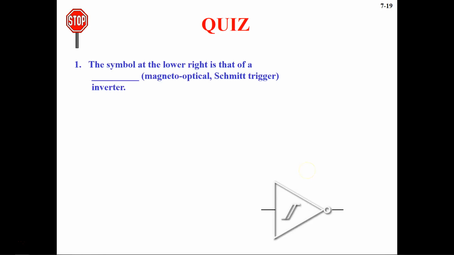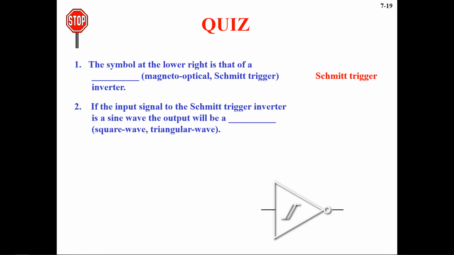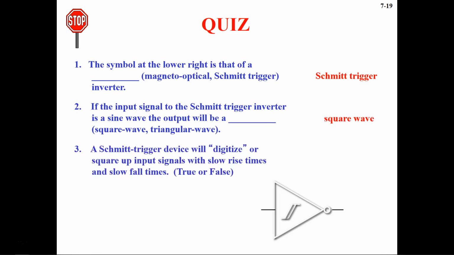Now let's see some quiz questions. The symbol at the lower right is that of a Schmitt trigger. So this is the answer. The input signal to the Schmitt trigger inverter is a sine wave, and the output will be a square wave. So square wave is the answer. And a Schmitt trigger device will digitize or square up input signals with slow rise times and slow fall times. Is it true or false? Yes, it is true. That is what we saw in the previous slide.